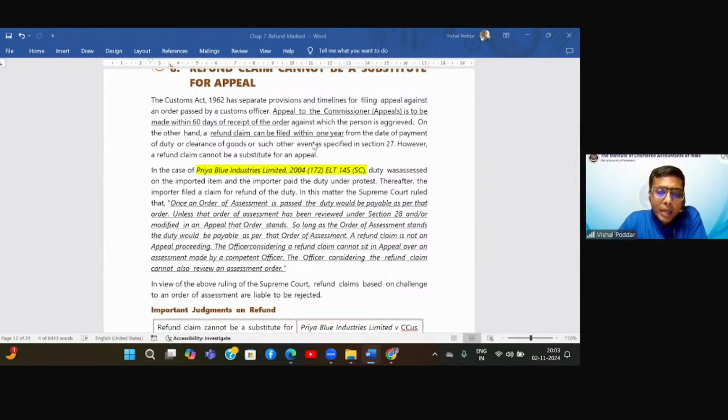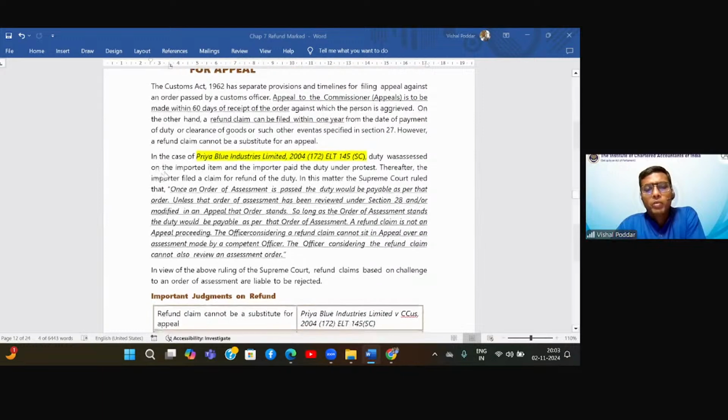If you miss the timeline, can you say that, okay, instead of that, let me make an application of refund and get that amount as a refund? Answer is no. So this can be understood from this case law. In case of Priya Blue Industries, duty was assessed on the imported item. The importer paid the duty under protest. Thereafter, the importer filed a claim for refund of duty.